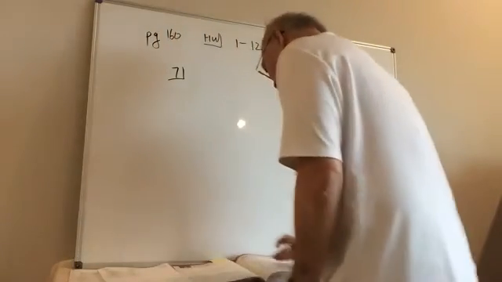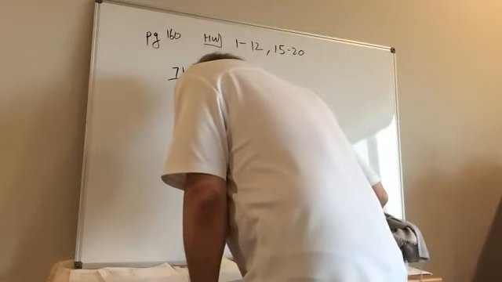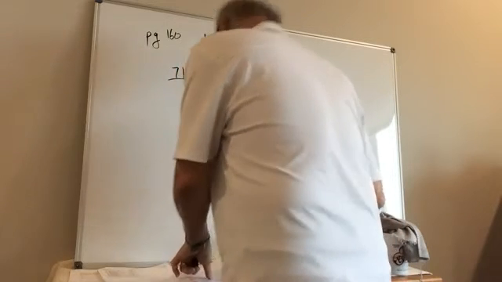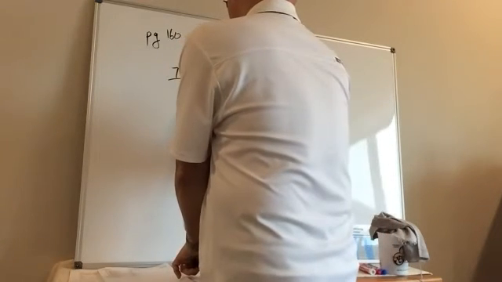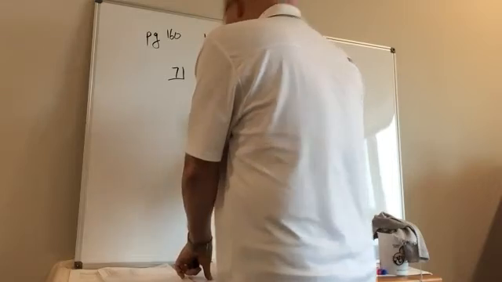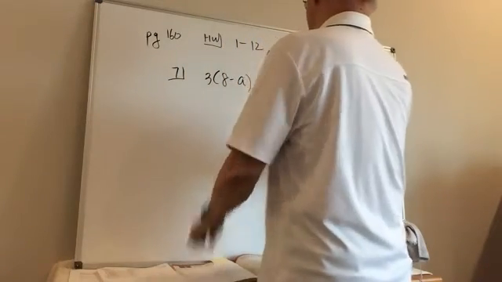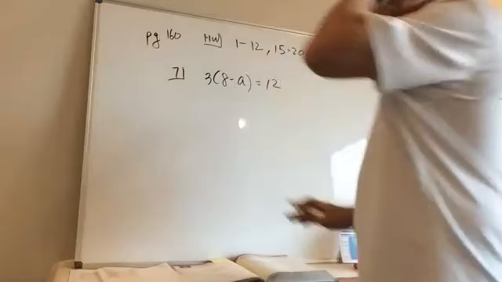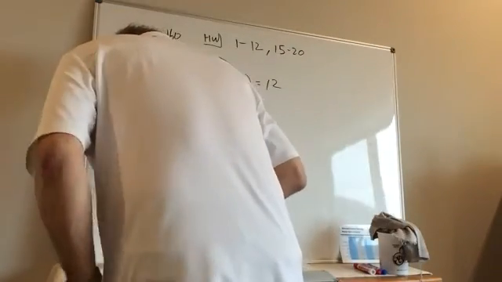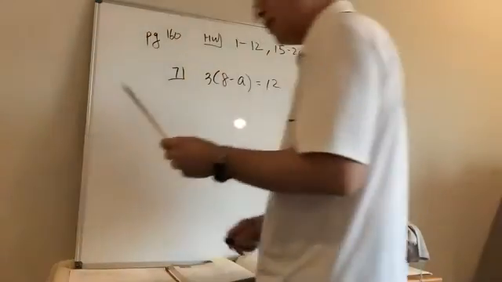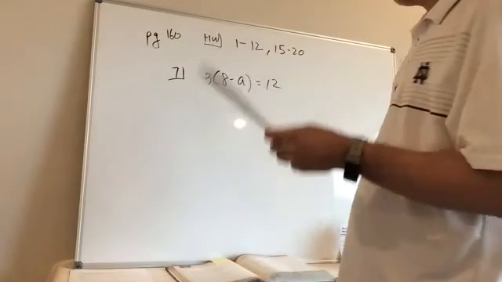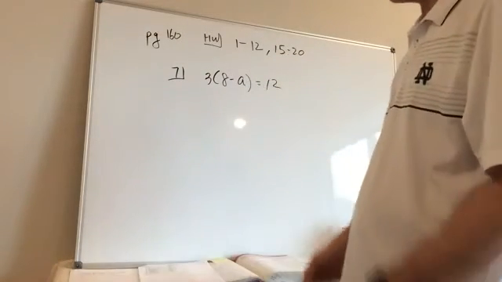Okay, let's do number 7. 3 times 8 minus a is equal to 12. Okay, let's pick on Francesca. How would I do this, Francesca?